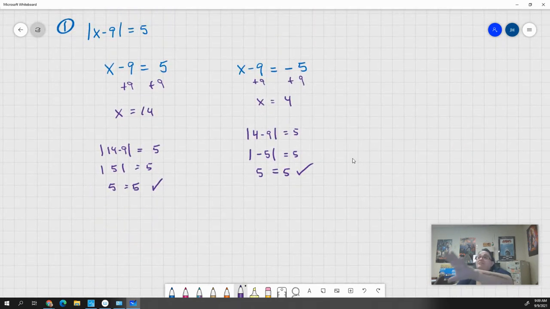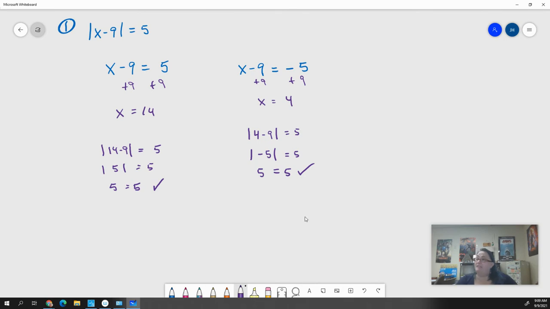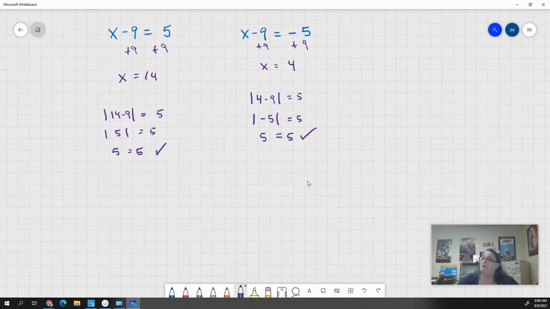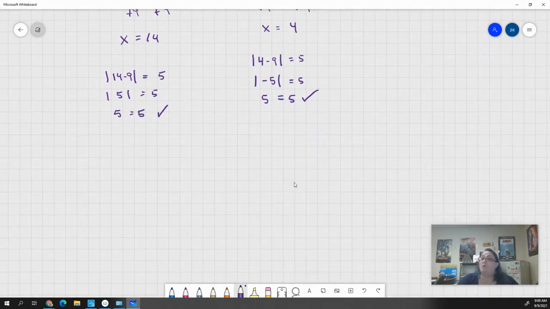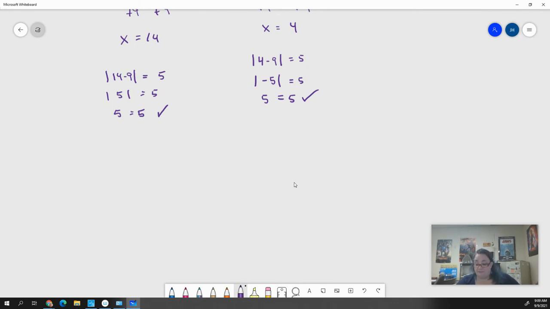So on this one, we didn't have to do anything. Everything was already isolated. So we're going to look at one where we have to do a little work on it before we can get to the solving. Let's look at, we'll call it number 2, because it's the second one.